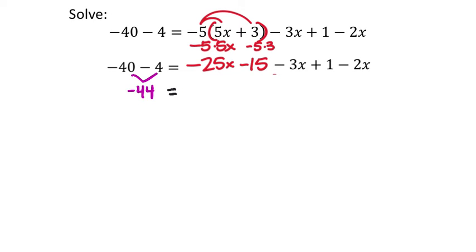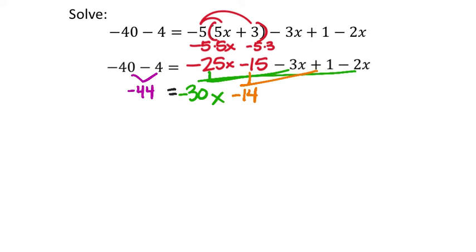And then we'll combine the x's, right? I got negative 25 x's, negative 3 x's, and negative 2 x's. Okay, so how many x's would that be? It appears to be negative 30 x's. And then we also got negative 15 and positive 1, which comes out as negative 14. So this is my new equation. It's the same equation, it's just things aren't broken up like they were in the last line.